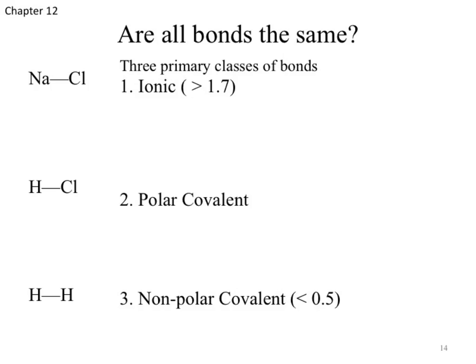Yep. What we're looking at for those numbers is the difference in electronegativity. If your difference in electronegativity is greater than 1.7, it's an ionic bond. If it is less than 0.5, it's a nonpolar covalent bond. Well, how do we know if it's a polar covalent bond? It's between those two values.